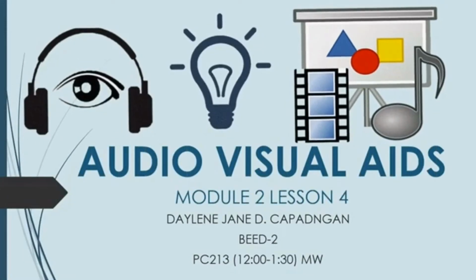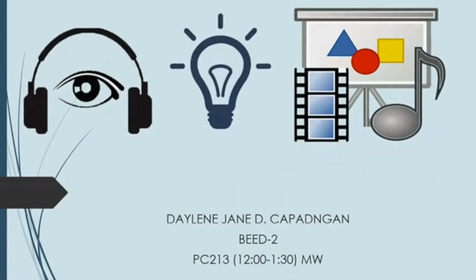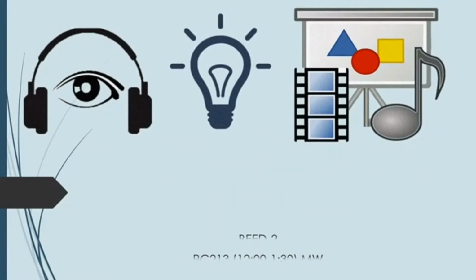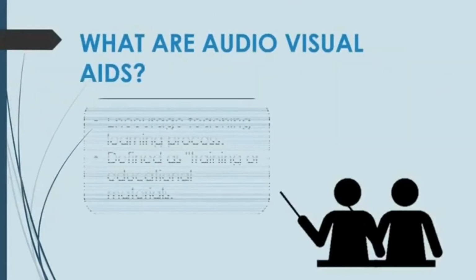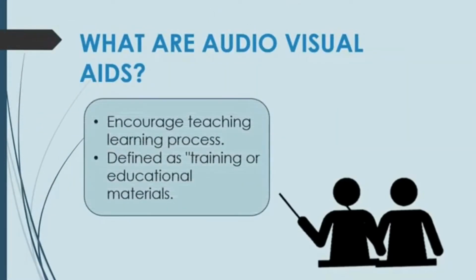We're going to discuss audiovisual aids or audiovisual materials from Module 2, Lesson 4. To begin with, let us know what audiovisual aids are. Audiovisual aids are devices used in the classroom to encourage the teaching-learning process. They are the best tool for making teaching effective and for the best dissemination of knowledge.